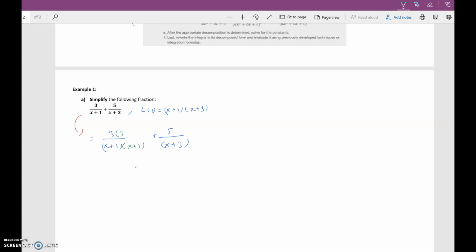So the top has to be multiplied by x plus 3. Oops, it's supposed to be x plus 3. Your second fraction is missing an x plus 1. Then we can express this as follows. I'm going to express it as a single fraction. On the top, you have 3 times x plus 3, plus 5 times x plus 1, over the denominator of x plus 1 and x plus 3.